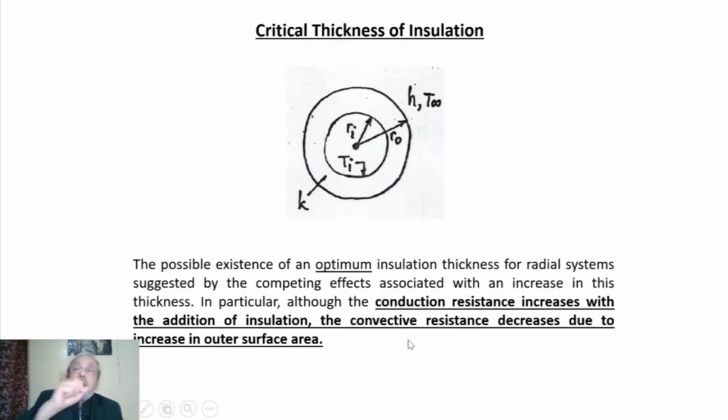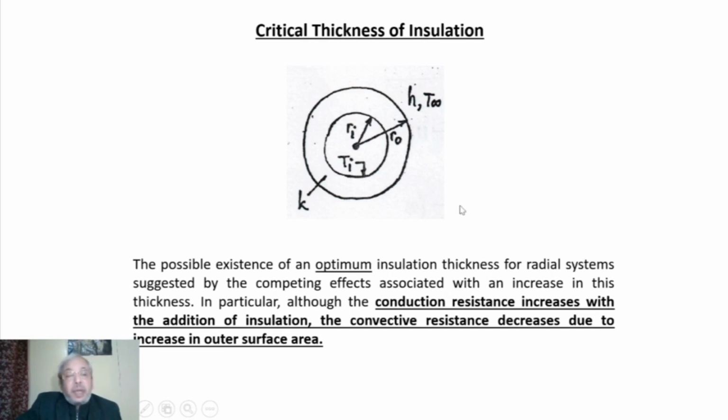Now we will work on critical thickness of insulation. So basically you can see again a hollow cylinder. Inside radius is R1, inside surface temperature is T1, outside radius is R0, outside heat transfer coefficient is h, and the temperature of the local ambience is T infinity.